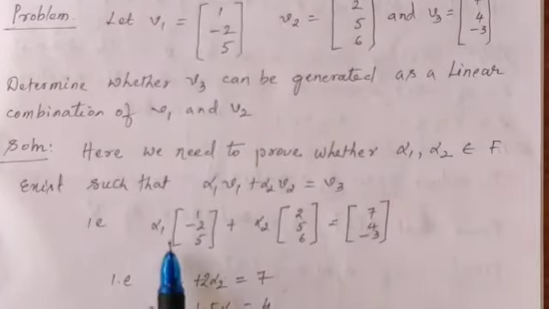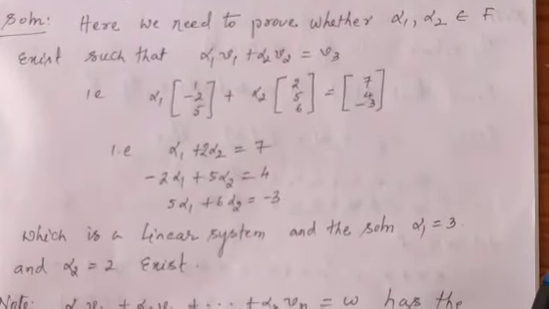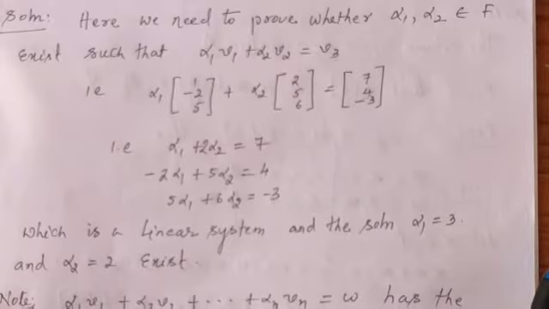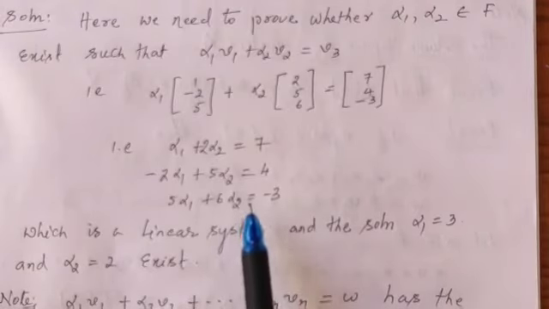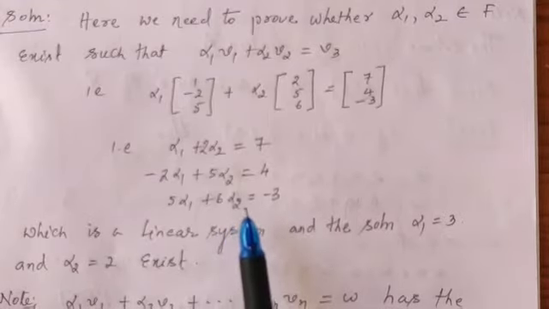Now if you just simplify this, you will find the system of equations. If this system of equations has a solution, then definitely you can write V3 as a linear combination of V1 and V2. You can solve this by writing the augmented matrix and reducing it to the echelon form, or you can use the calculator to find the solution.